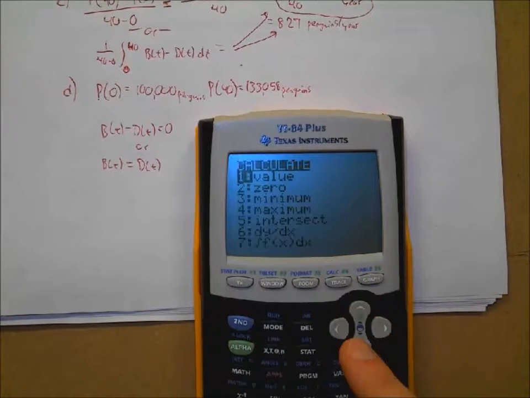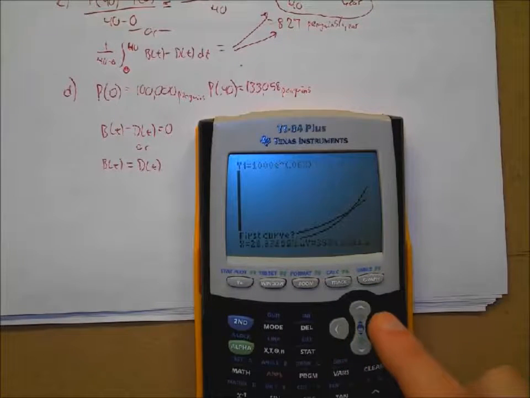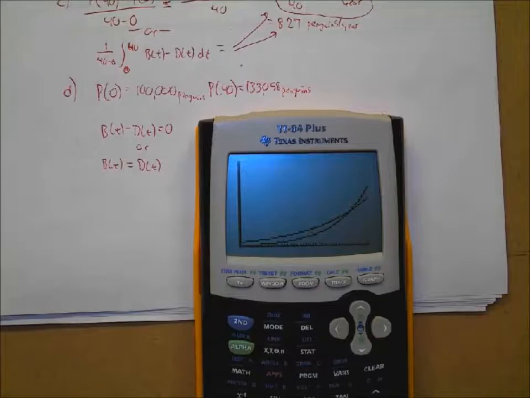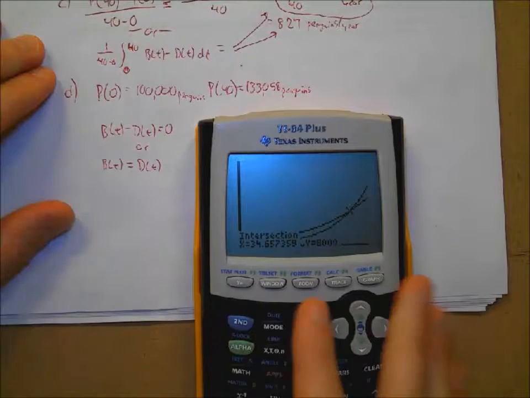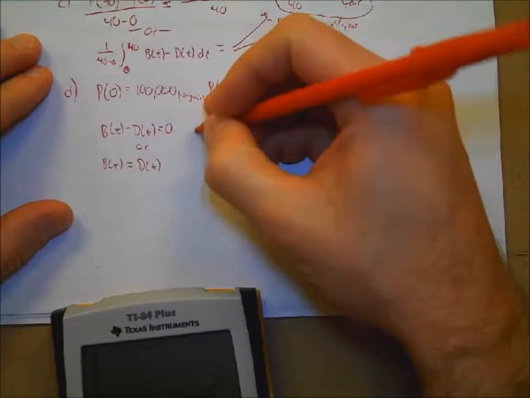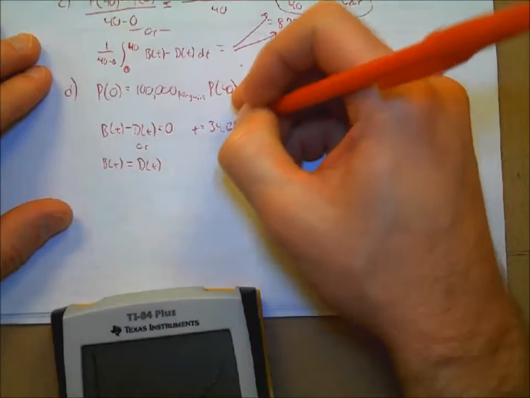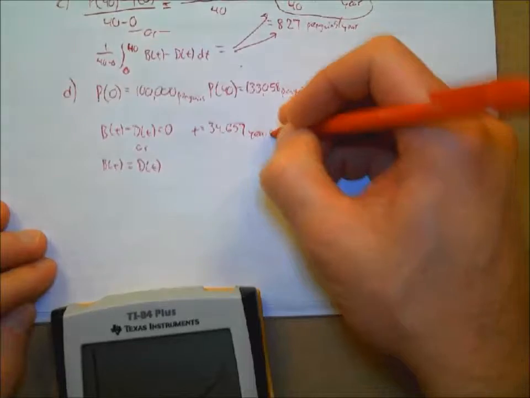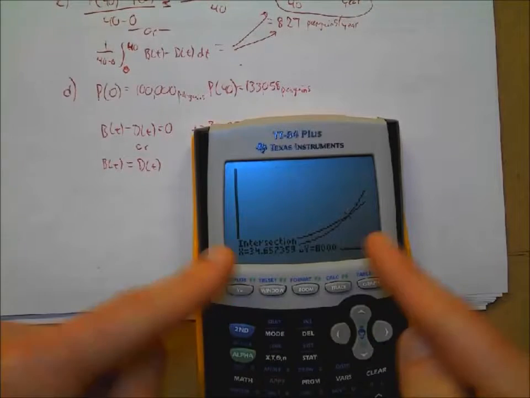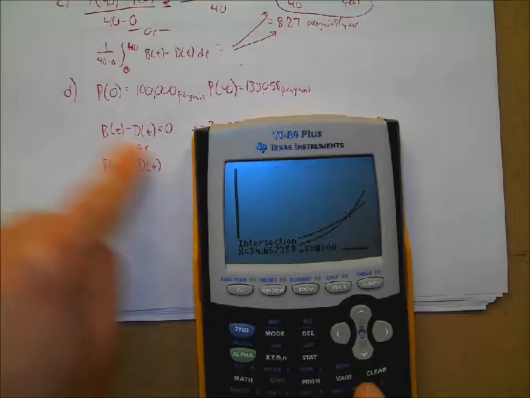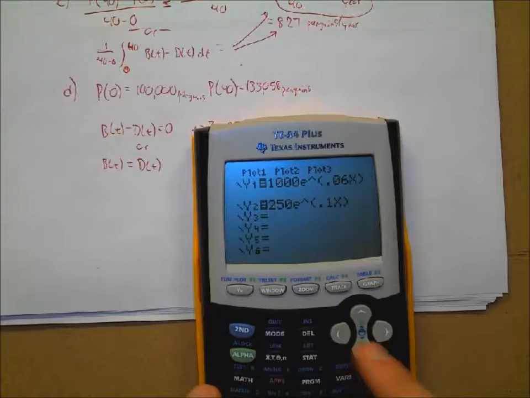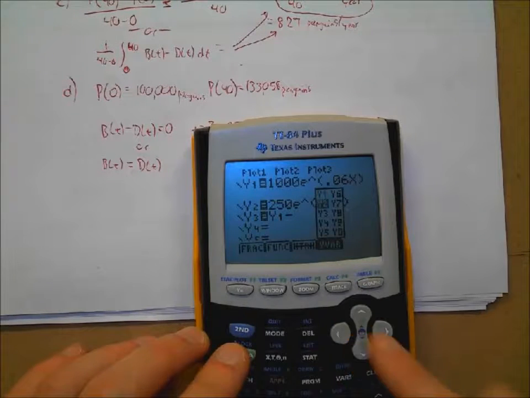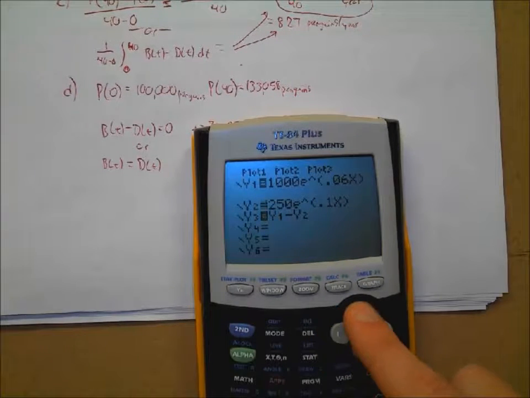So second trace, intersect. And yeah, at about 34.657. Okay, 657 years there. And of course, if you did the alternative way, so again, I was looking to see when b of t equals d of t, but you could do it this way too, where you do the y1 minus y2. Okay, and then locate the zeros for that.